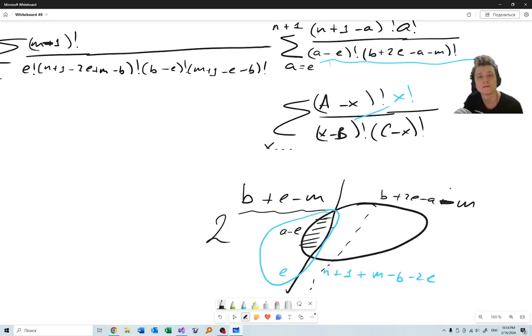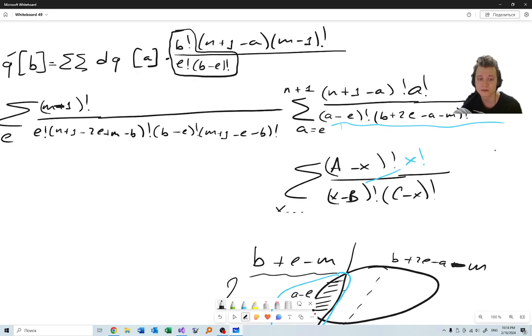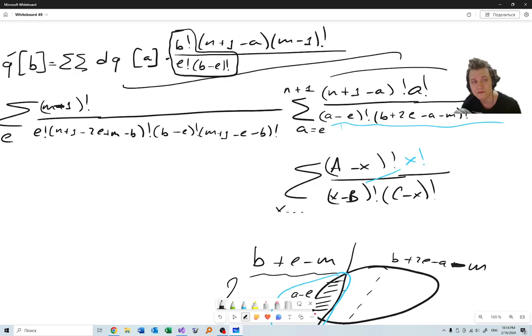Well, actually we can, because both these factorials we can hide into the definition of dq. It's easy to hide them both. It's easier. Also I forgot that actually we have dq here of A. This is something I forgot. Well, this means that we cannot make this summation without dp. Okay, let's assume that it is hidden here.